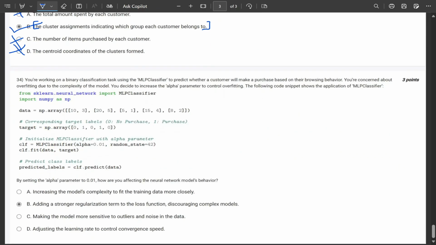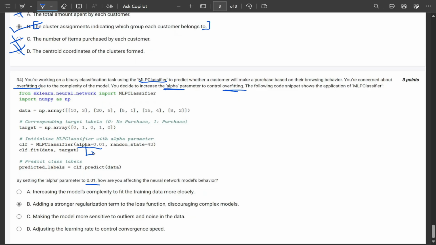Now moving on to our next question, which is the last one, which is 34. You are working on a binary classification task using an MLP classifier to predict whether a customer will purchase based on their browsing behavior. You are concerned about overfitting due to the complexity of the model. You decide to increase the alpha parameter to control overfitting. The following code snippet shows the application of the MLP classifier. By setting the alpha parameter to 0.01, how are you affecting the neural network's model behavior? And it is set in the MLP classifier constructor itself.